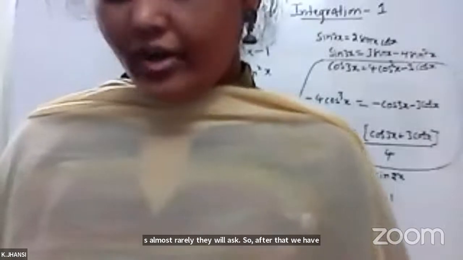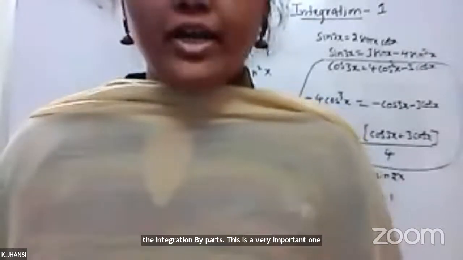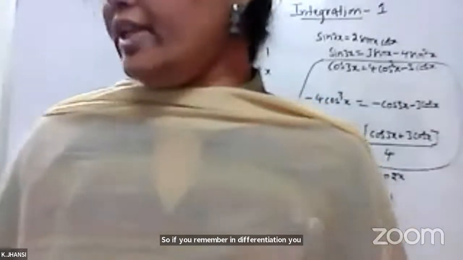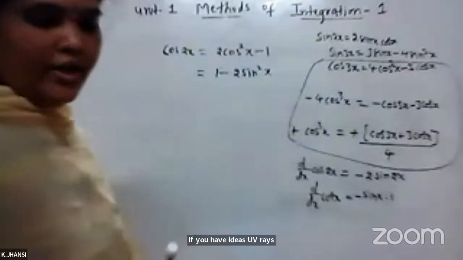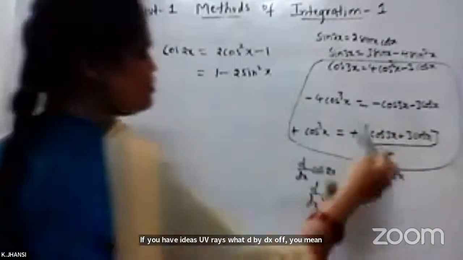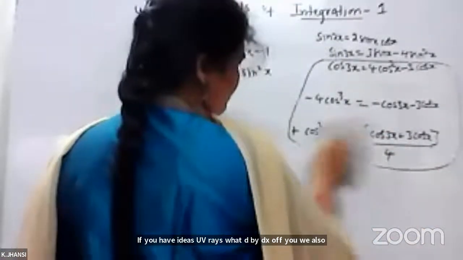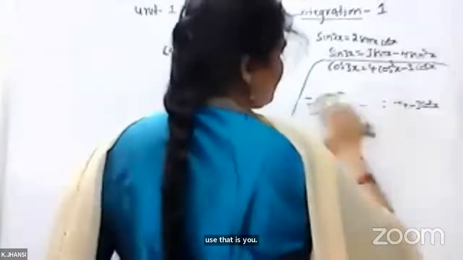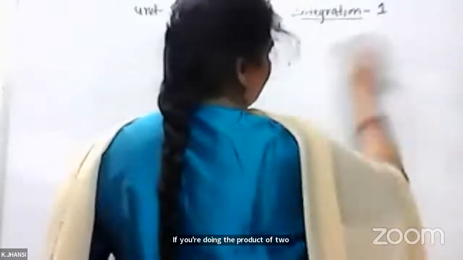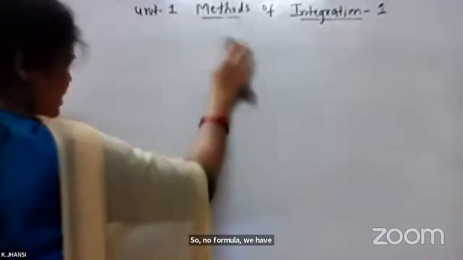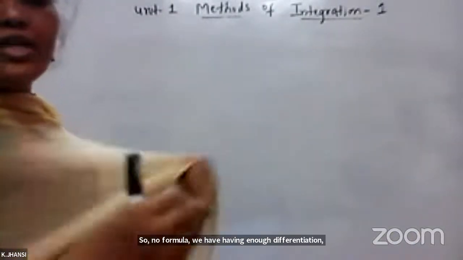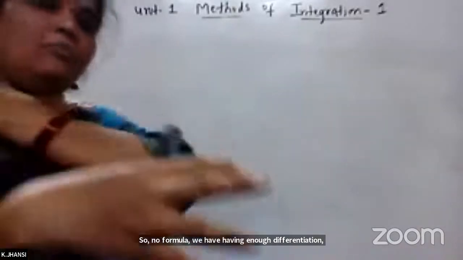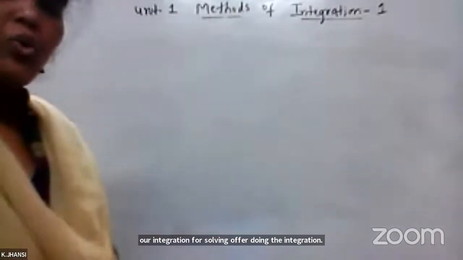This is a very important one. If you remember, in differentiation the UV rule will be there. If you have an idea, what is the UV rule? d by dx of UV equals u, if you are doing the product of 2 functions. We have no formula in differentiation or integration for integrating 2 functions at a time, so for that we have one rule.